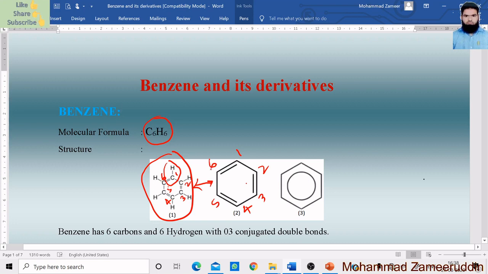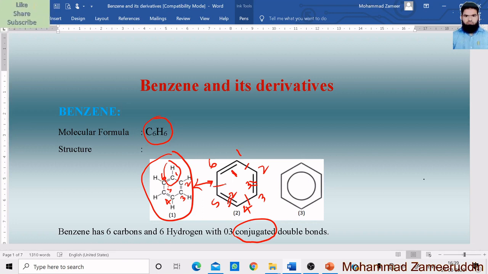Benzene also has 3 conjugated double bonds. This is the 1st double bond, this is the 2nd double bond, and this is the 3rd double bond. What is the meaning of conjugated? Conjugated means alternate double bonds: first a single bond, then a double bond, the next bond will be single, then double. So this pattern is called the conjugated pattern. Here this is a double bond, this is a single bond, this is a double bond, then a single bond, a double bond, and a single bond.